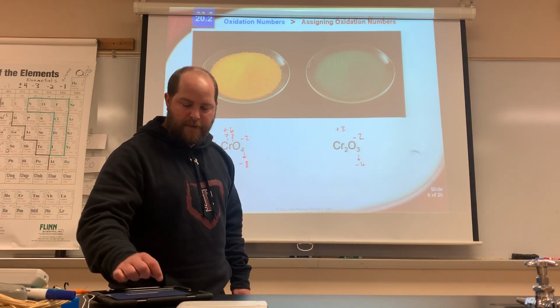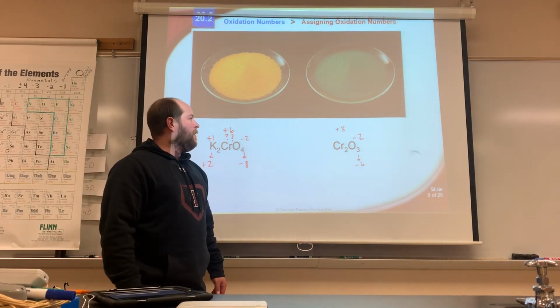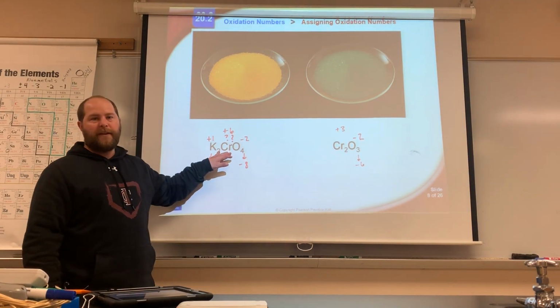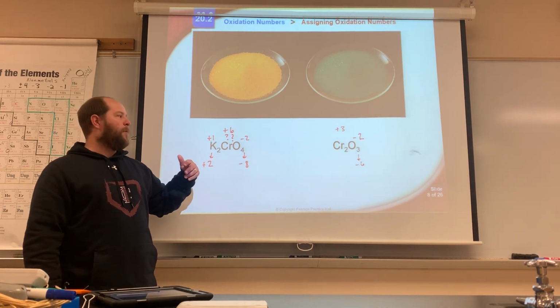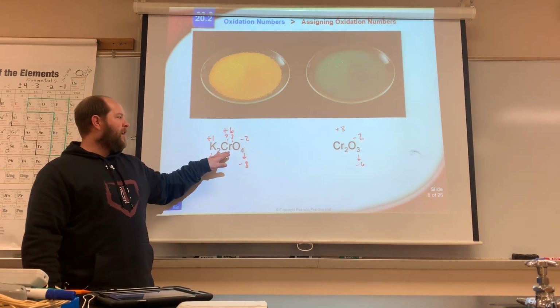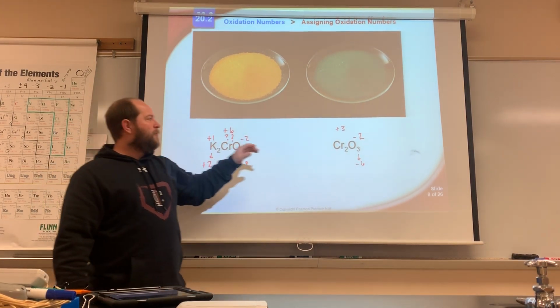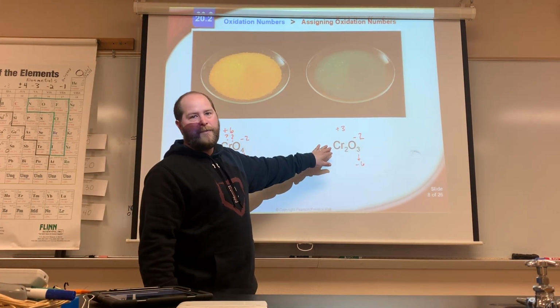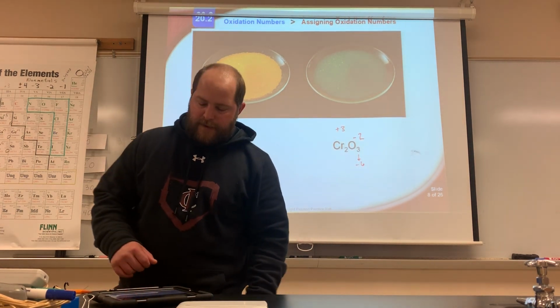Okay. And here's what's kind of fun about this slide: we have this chromium. The color is from the different transition states of the chromium. So when chromium has an oxidation number of +6, it's yellow. When the chromium has an oxidation number of +3, then it is going to be green.